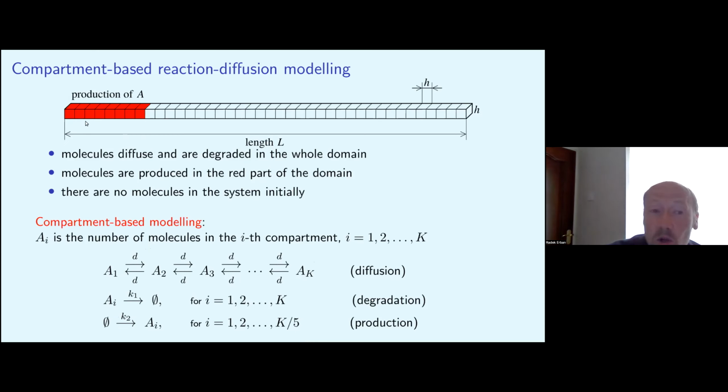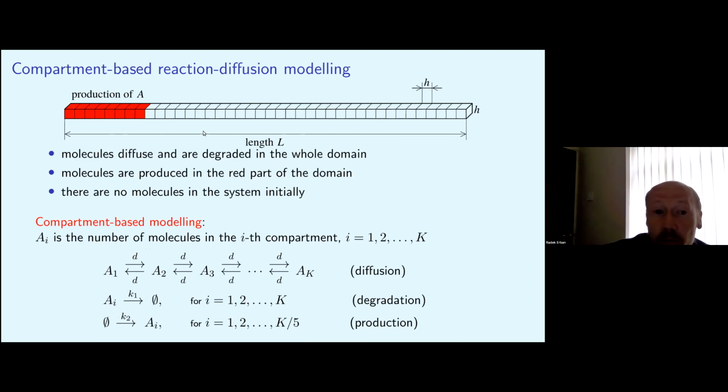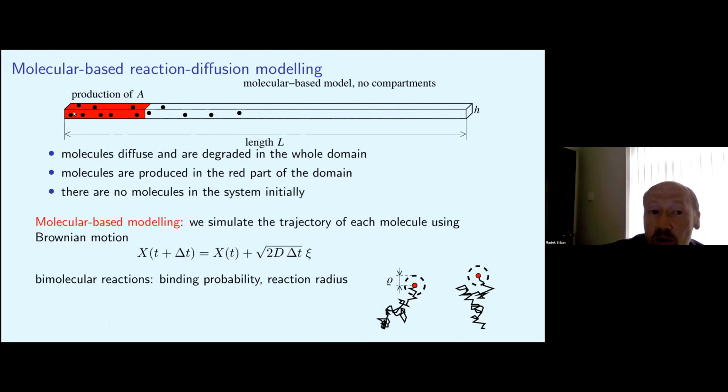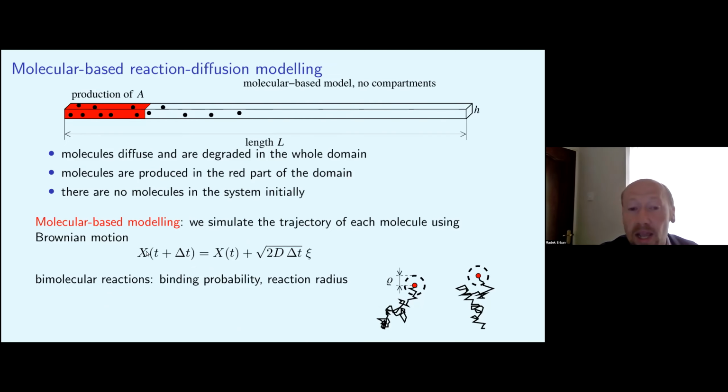So this will be the underlying concept of this compartment-based modeling. Let's just not track individual molecules, but only track numbers of molecules in each compartment. For molecule-based modeling, if I want to simulate the same process, I don't have any compartments. So I will have to track individual molecules. In this case, I have to simulate the trajectory of every molecule using Brownian motion.